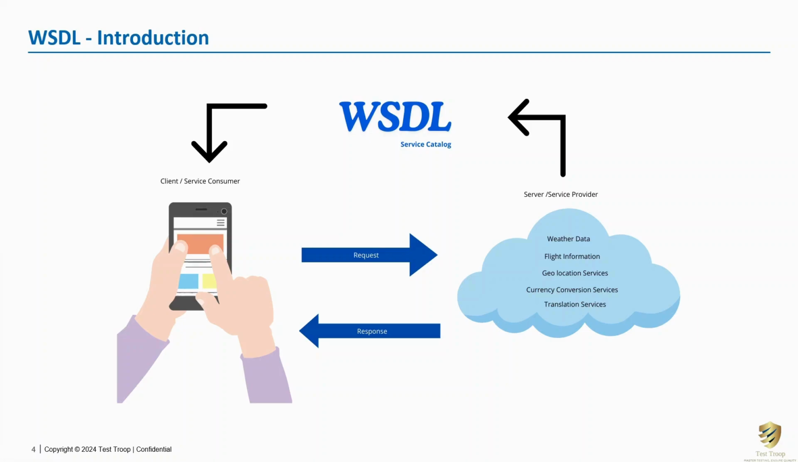In summary, WSDL tells the client how to use web services by defining what operations the service offers, what parameters are expected for each operation, what data types are used, how the response will look, and what protocols are used for the communication.